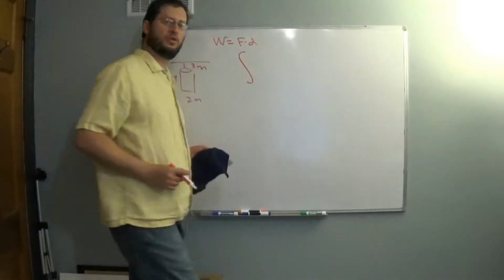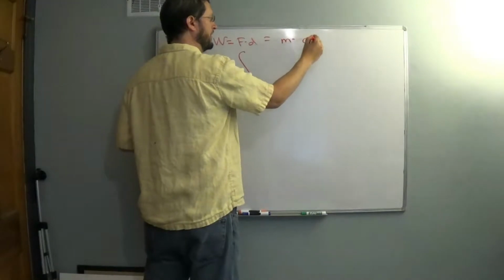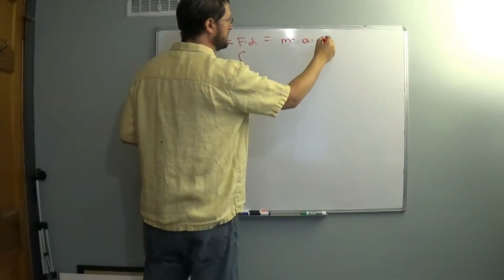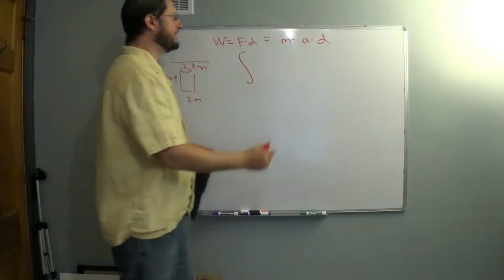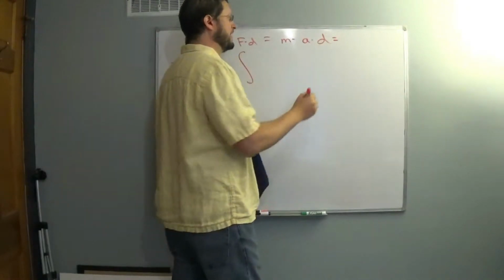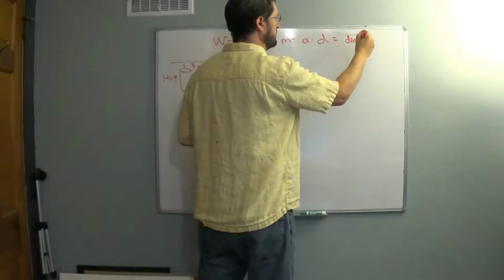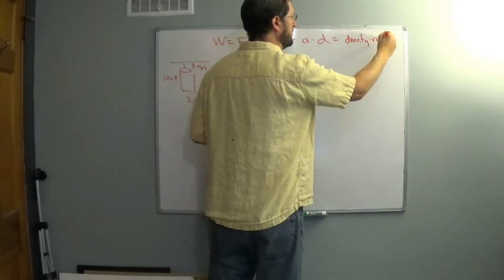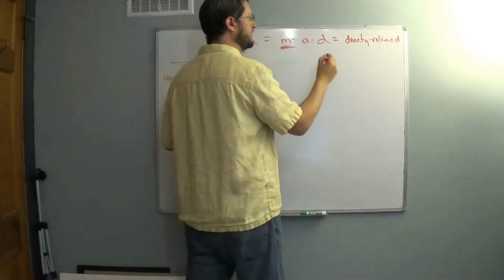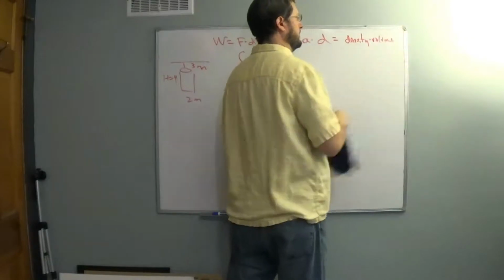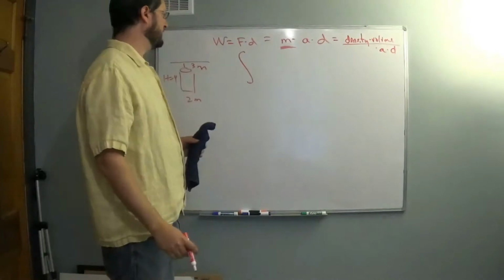So we need an integral of force times distance. Force is mass times acceleration. Right, that's the whole idea, F equals ma. So mass is density times volume. That's how we're going to build this. And then times distance. Density times volume is the mass.